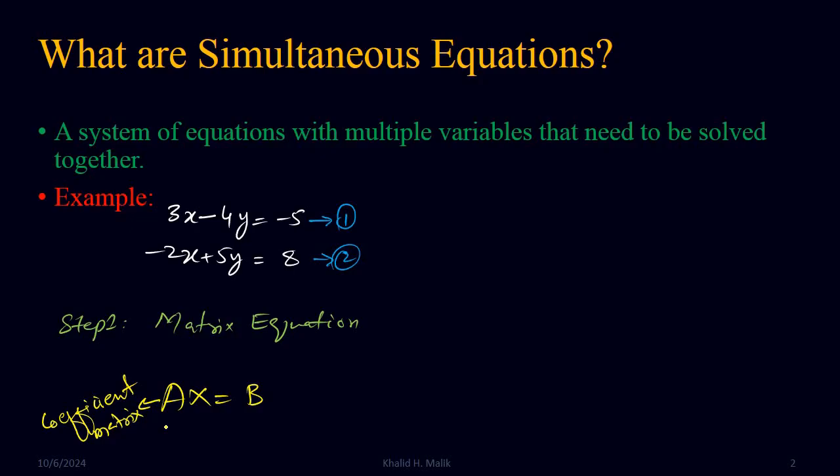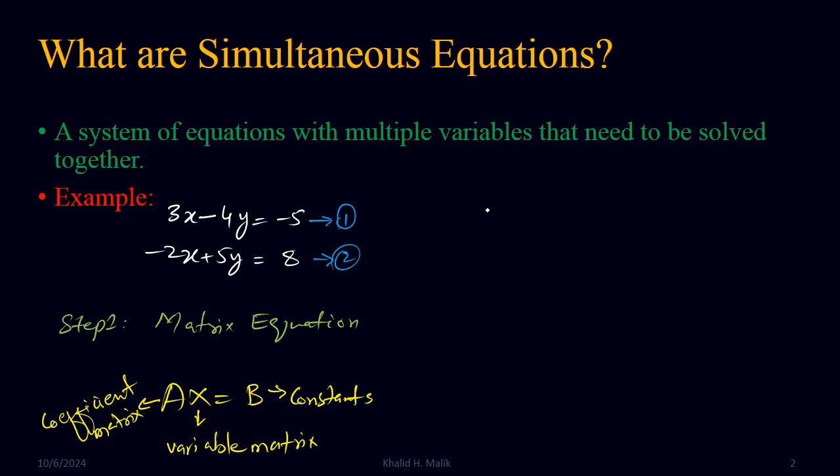So we will write these coefficients in a square matrix A, and in X we will consider the variable matrix, and it must be a column matrix. So X will be the variable matrix, and finally B is the matrix of constants. Here minus 5 and 8 are constants, so we will make the B matrix using these constants.